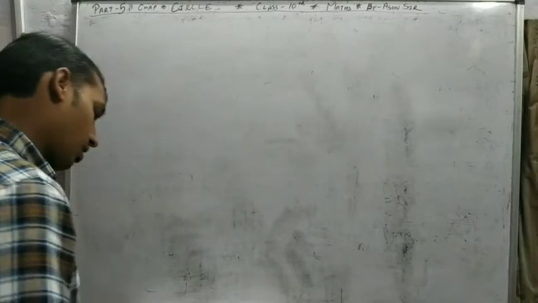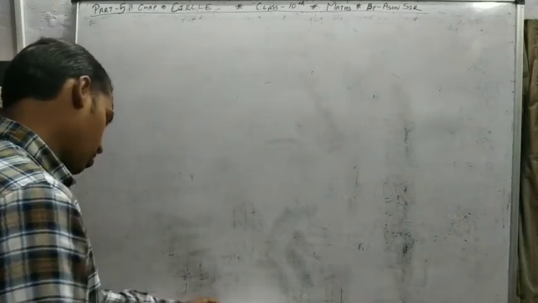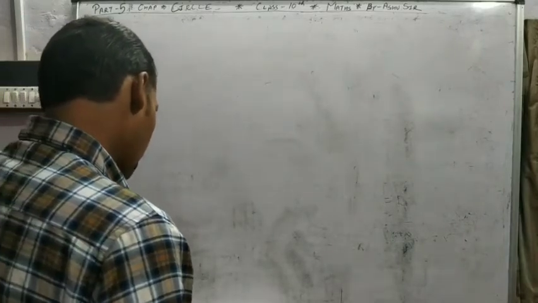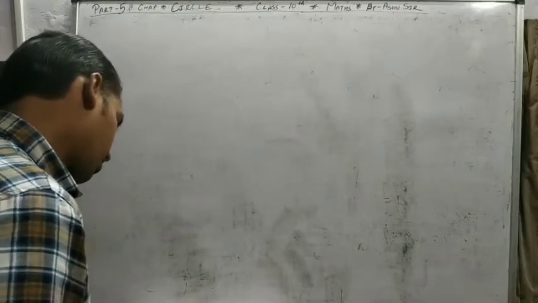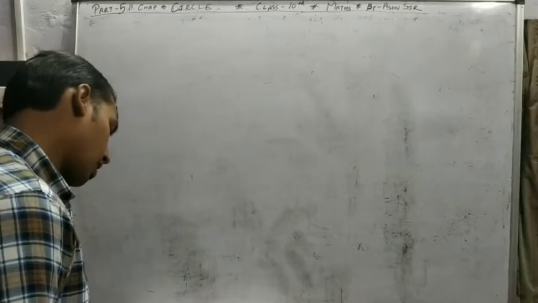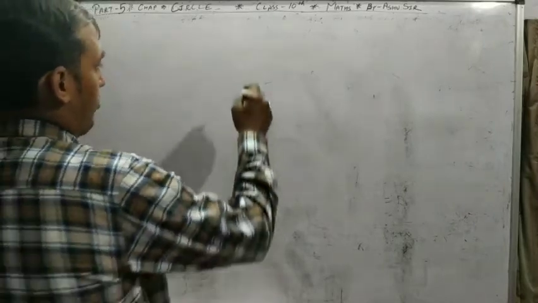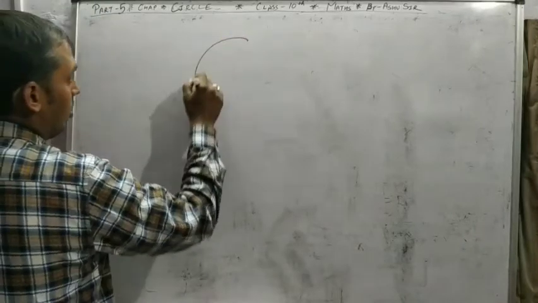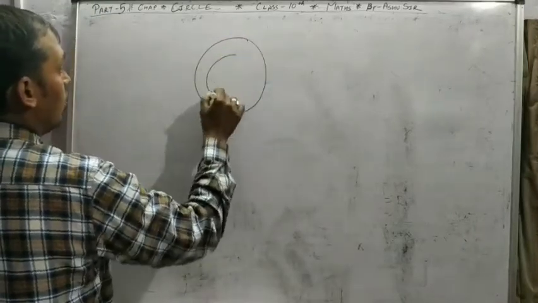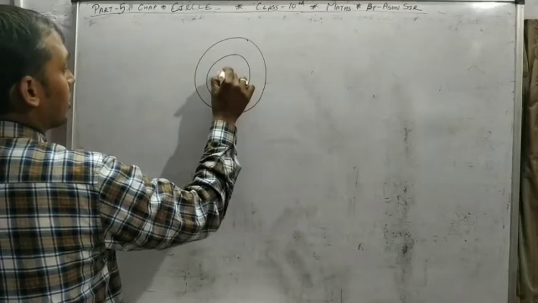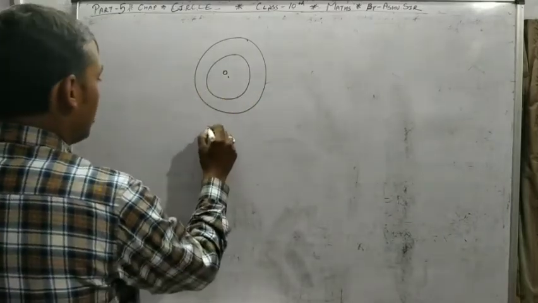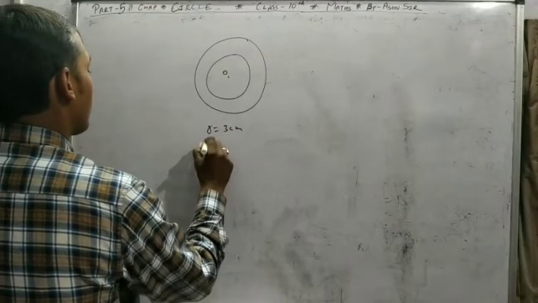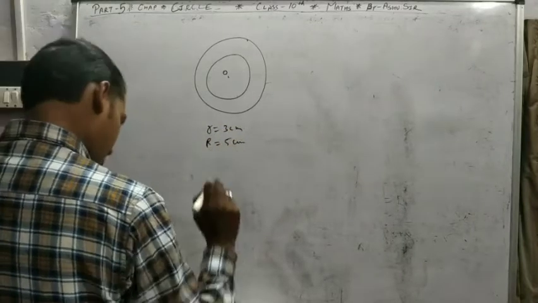Let's see one more question, the best question. Two concentric circles of radii 5 and 3 centimeter, find the length of the chord of the larger circle which touches the smaller circle. Means concentric circle means two circles having same center, radii 3 and 5 centimeter, small radius 3 centimeter, big radius 5 centimeter.